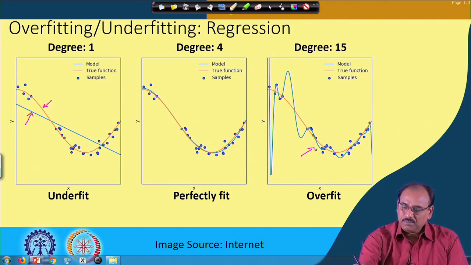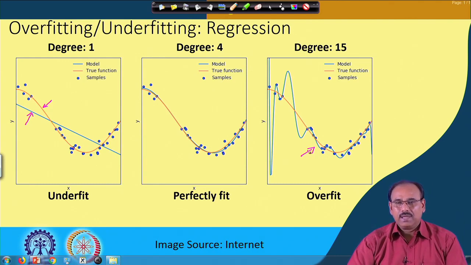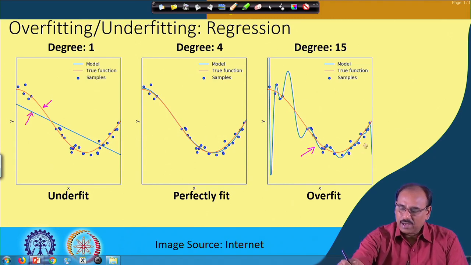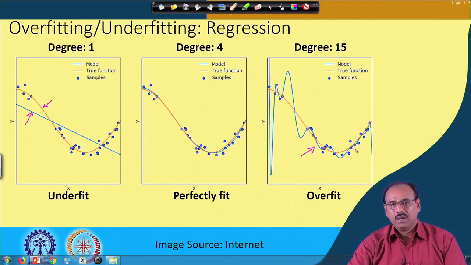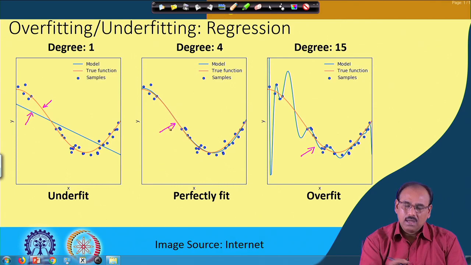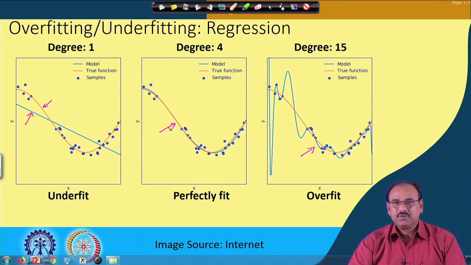In case of an overfitting problem, the regression model fits a polynomial of, say, degree 15 to this data. As a result, there is no error or minimal error given by this fitted polynomial of degree 15. But in the process, it has not understood the actual structure or distribution of the data. Whereas in the middle one, the regression model has again fitted a polynomial, but now of degree 4, and this model has captured the underlying structure of the data, and this is what is a perfect fit.